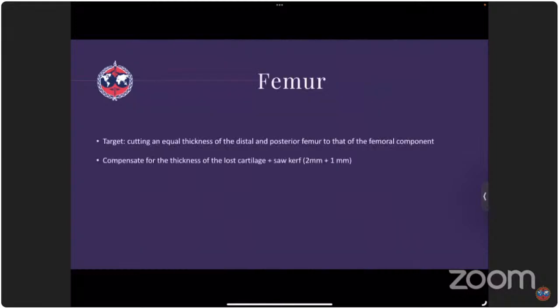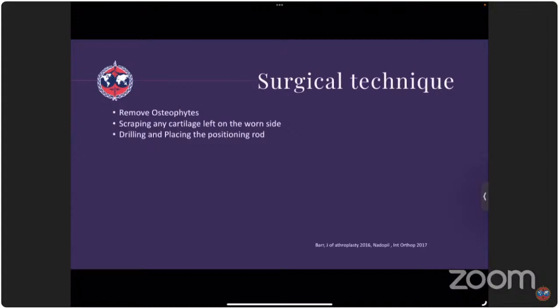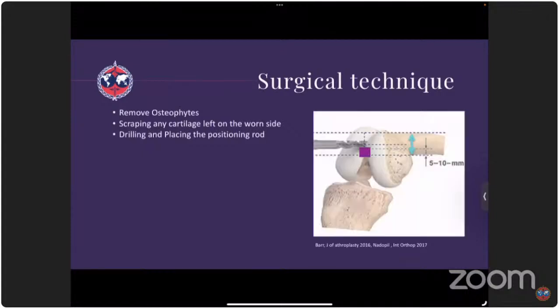So our target on the femur is cutting an equal thickness of the distal and posterior femur to that of the femoral component. We always compensate for lost cartilage and saw curve. Lost cartilage is about 2 millimeters and the saw curve is about 1 millimeter. So we start with removing the osteophytes, scraping any cartilage left on the worn side. And this is a very important step where you open the femur to place your guide. Please make sure that it's about 5 to 10 millimeters off the upper part of the femoral notch.